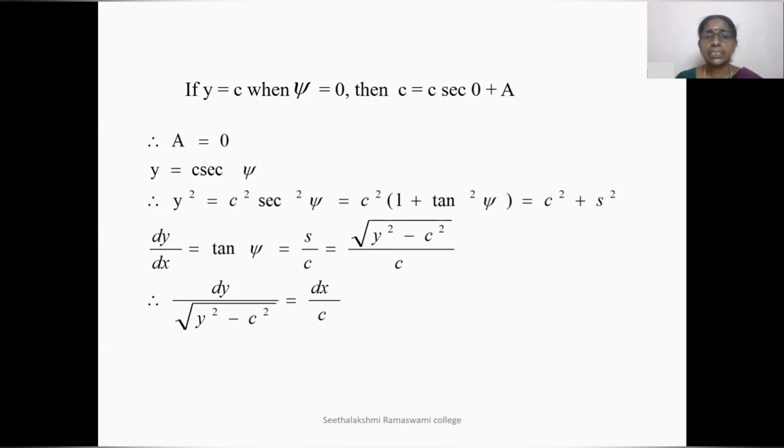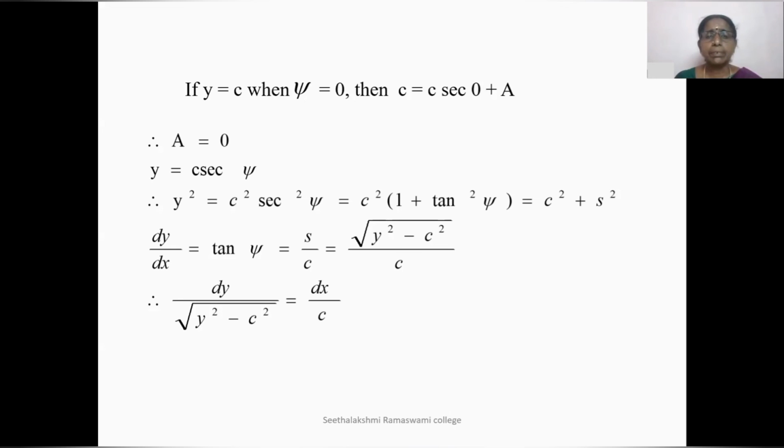Now y equals C secant psi. Squaring on both sides, y squared equals C squared secant squared psi. Secant squared psi can be written as 1 plus tan squared psi. So that is equal to C squared into 1 plus tan squared psi, that is, C squared plus C squared tan squared psi. From the intrinsic equation, C squared tan squared psi is S squared. Therefore, y squared equals C squared plus S squared. Now dy by dx equals tan psi, which equals S by C, which equals root of y squared minus C squared by C from the previous equation.